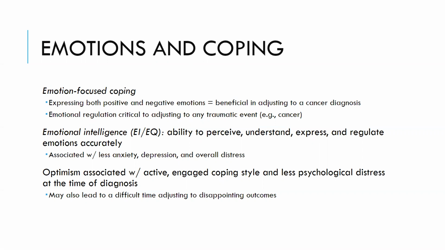We'll sometimes use the term emotional intelligence, which is sometimes abbreviated as EI or EQ, as the emotional alternative to intelligence, the intelligence quotient, or IQ. EQ is someone's ability to perceive, understand, express, and regulate emotions accurately. And unsurprisingly, people with high EQs typically experience less anxiety, depression, and overall distress. So, folks who are able to understand their own emotions, express their own emotions, and perceive emotional changes in others typically experience less clinical diagnostic anxiety, depressive disorders, and distress in general.